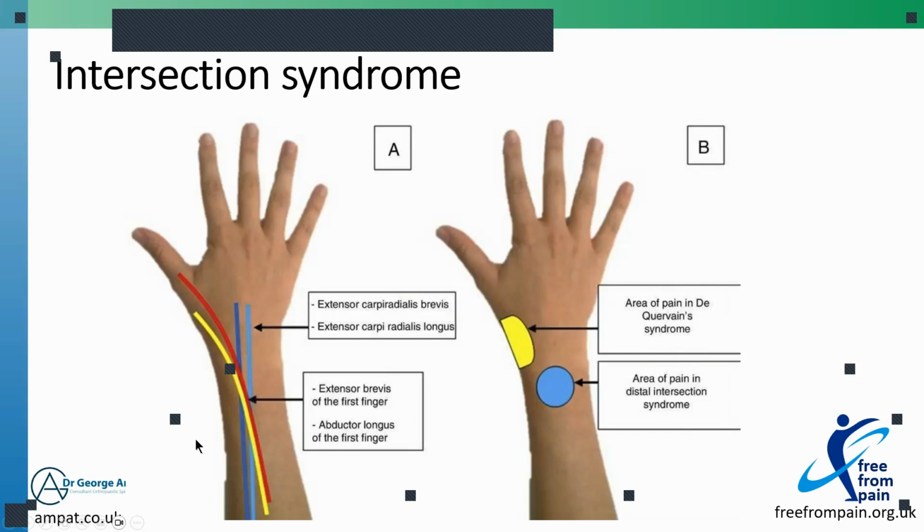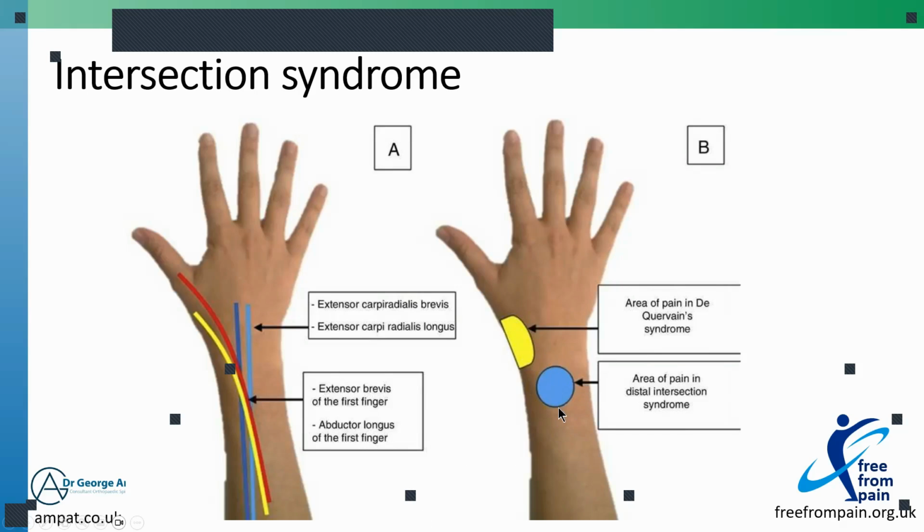So with repeated activities, electricians, people who screw items a lot, may get this, and they will have pain in this area here. That is the intersection. So depending on the tenderness, whether the tenderness is just proximal to the radial styloid or whether it is in the dorsum of the radius, then you decide whether it's a De Quervain's.